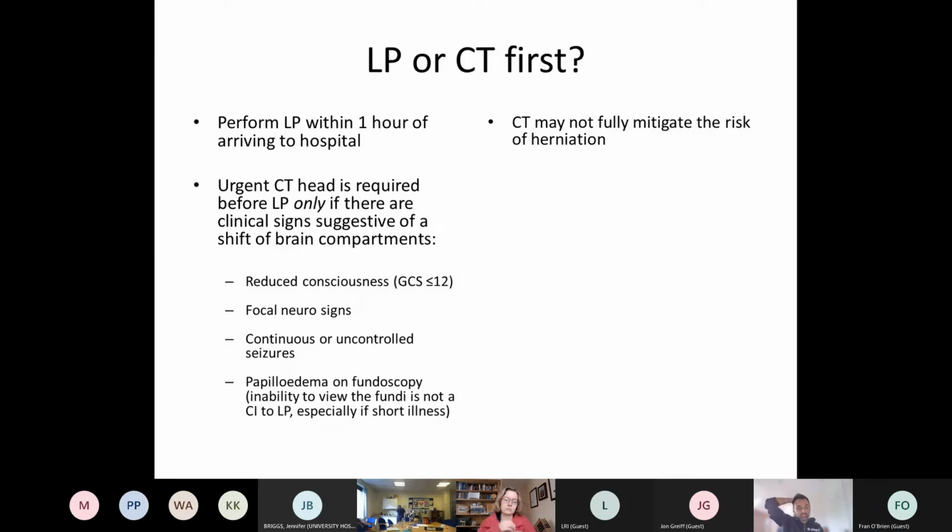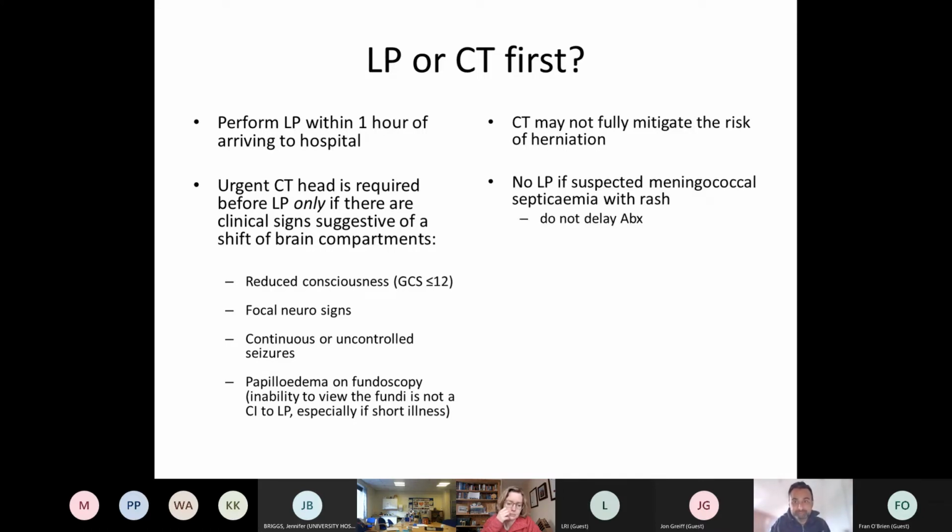But I know, with litigious situations and not being sure, not having access to fundoscopy and all those things, sometimes I find CT scans are easier to get here than X-rays. I think the reality is that many CT scans will be done before the LPs when they're not indicated.